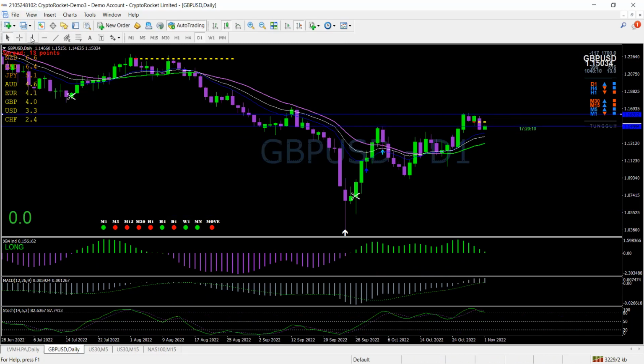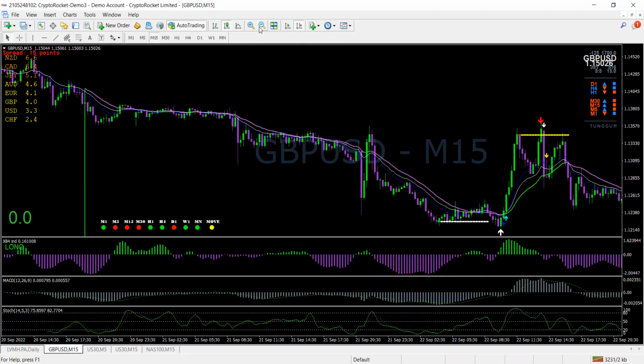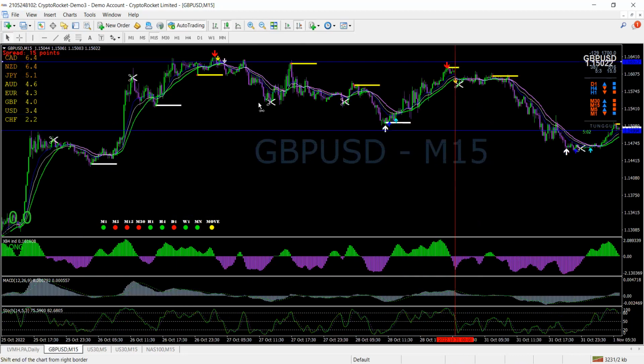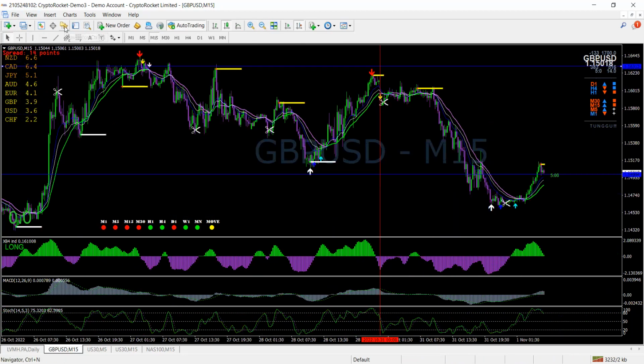All right. I'm going to draw a vertical line through this candle. And then I'm going to drop down to the 15-minute time frame. Zoom out a little bit. Right. I'll put the sessions indicator on here. All right.